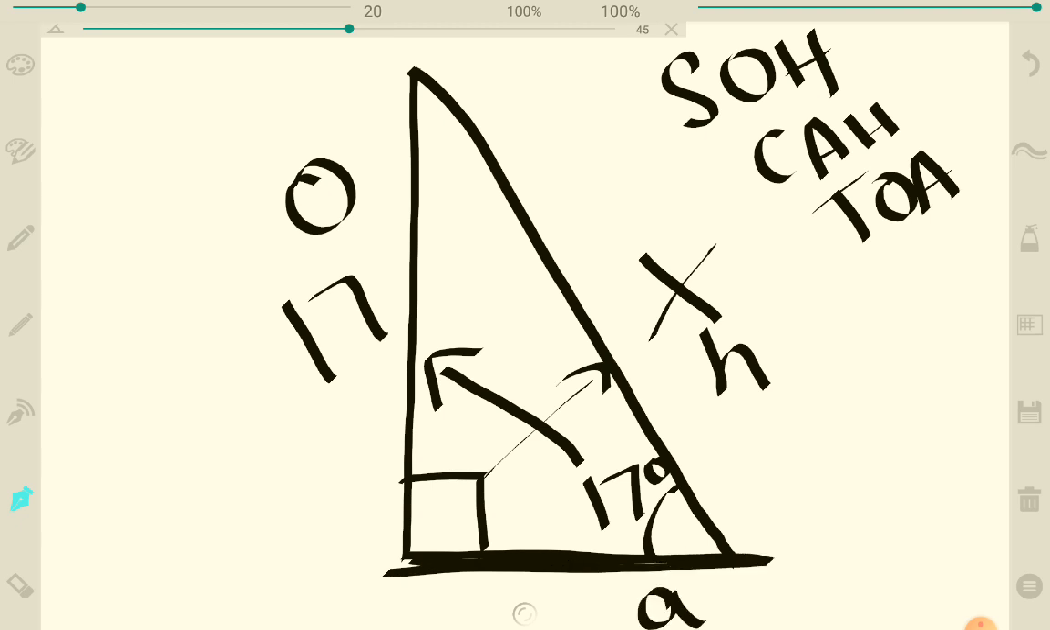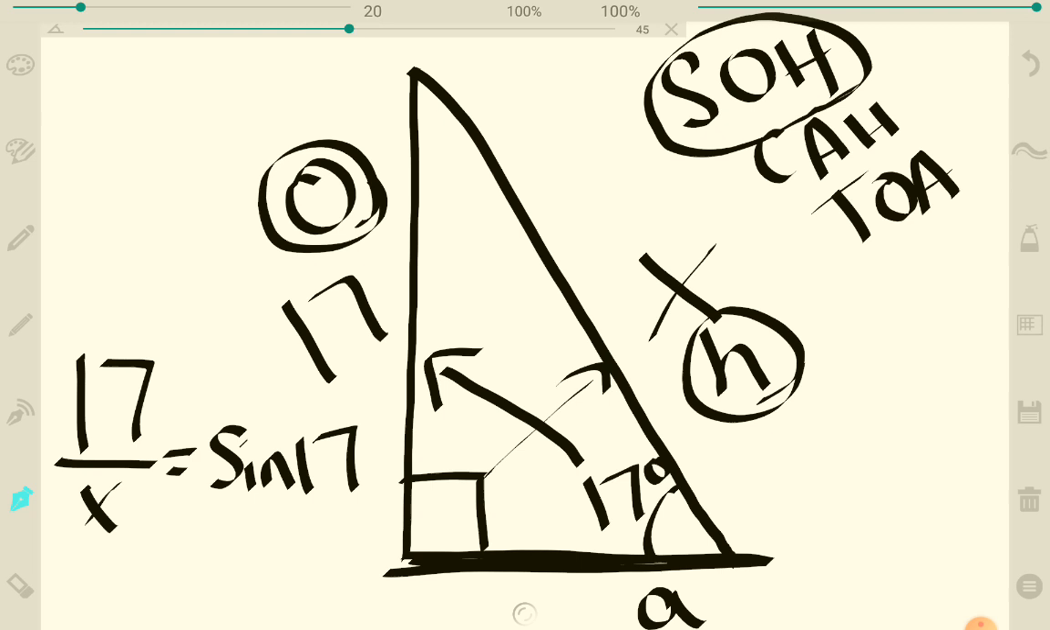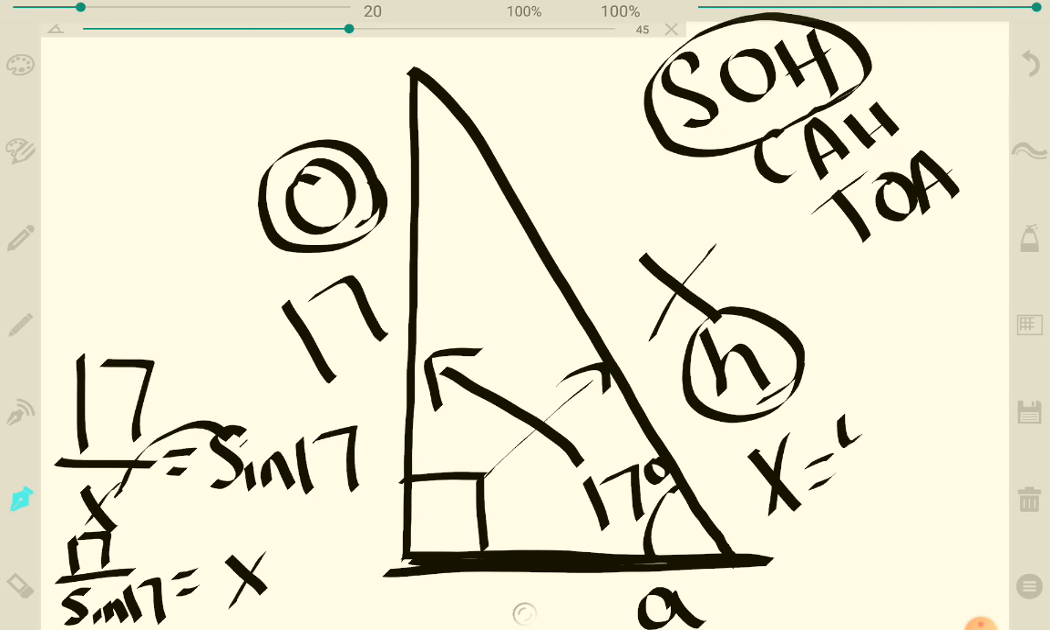So right here, we are trying to find opposite and hypotenuse. The only one that shows that is sine. So for sine, we have to do 17 over x equals sine 17. Again, we can just flip these two. We should get 17 over sine 17 equals x. If we plug that into our calculator, we should get 58.145.